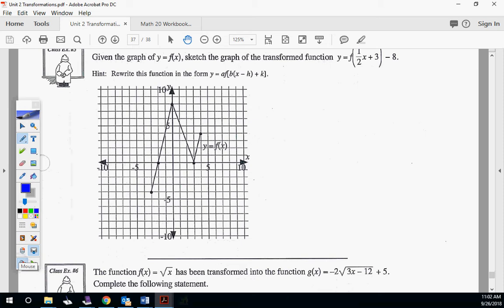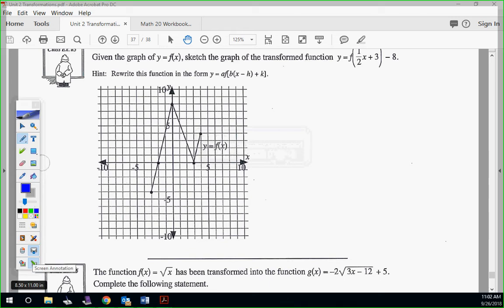Given the graph of y equals f of x, sketch the graph of the transformed function f of 1/2 x plus 3 minus 8. Rewrite this function in the form, okay? So that's the hint. So what do we need to do to rewrite that?